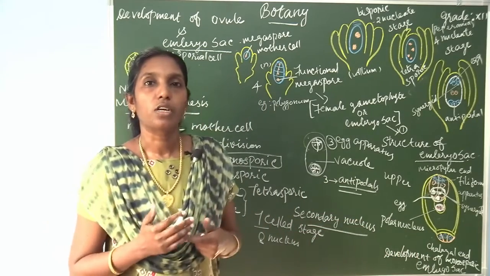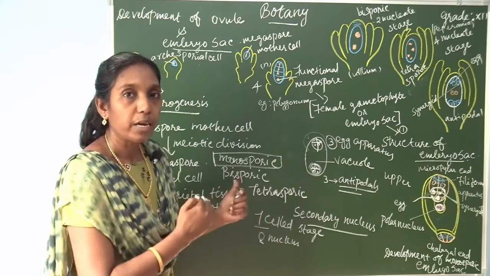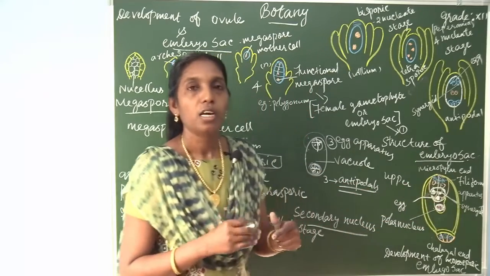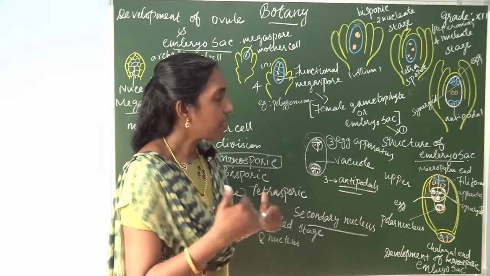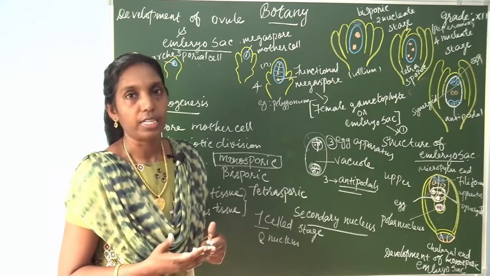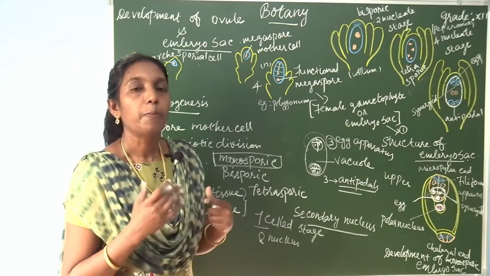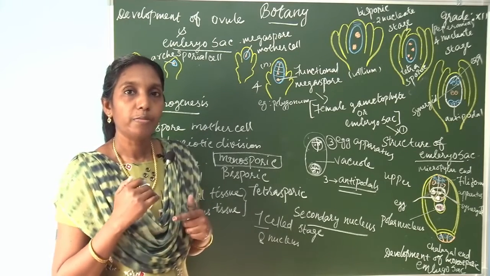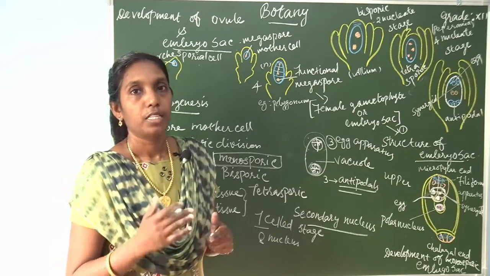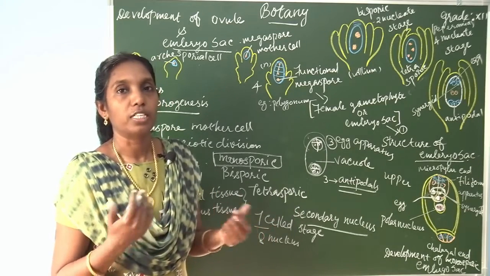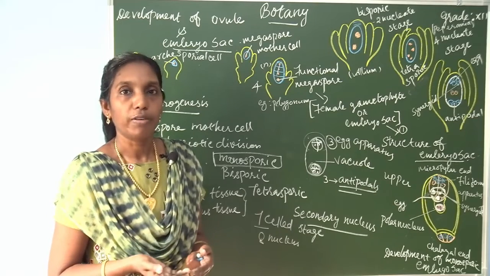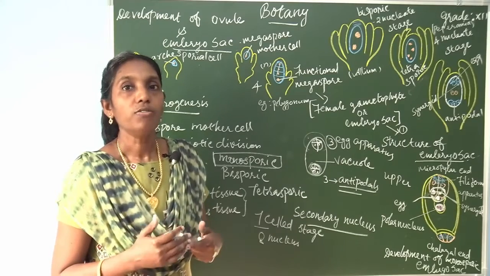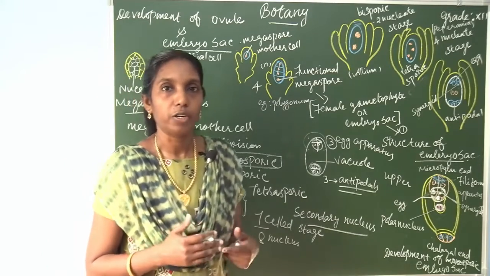Now the next process is called pollination. Now the male gametophyte and female gametophyte are formed. This is the female gametophyte or embryo sac. After the formation of the male and female gametophytes, there is a process called pollination. What is pollination? Transfer of pollen grain from anther to stigma. There are different types, self-pollination and cross-pollination, and it is followed by fertilization. In the next class we are going to discuss the process of pollination, which is also an important topic.